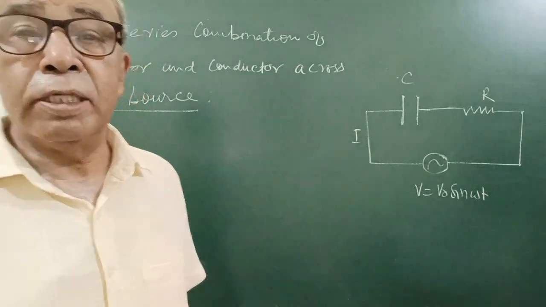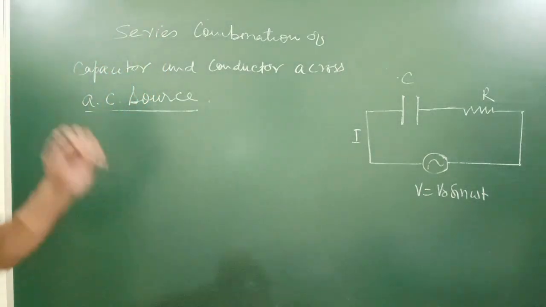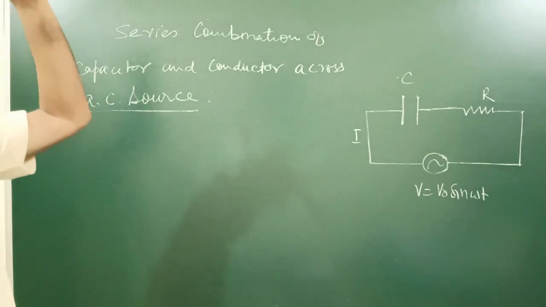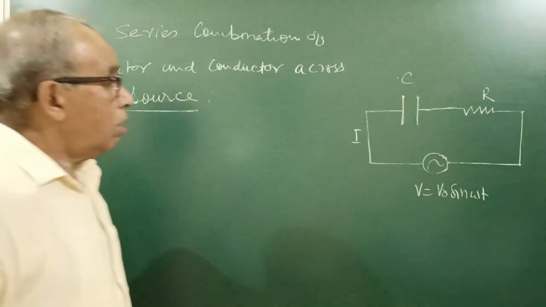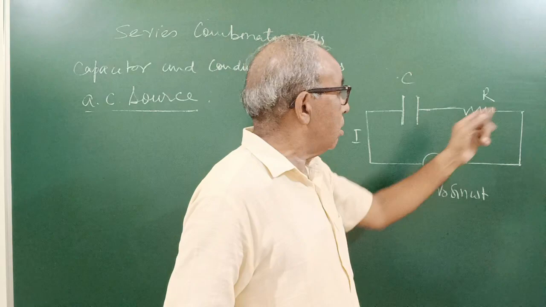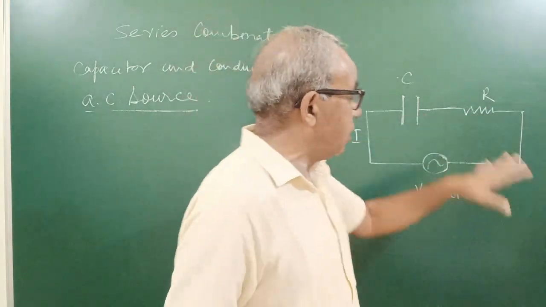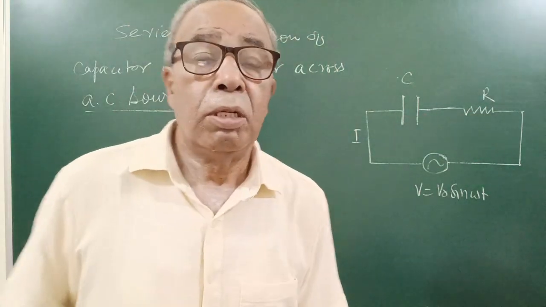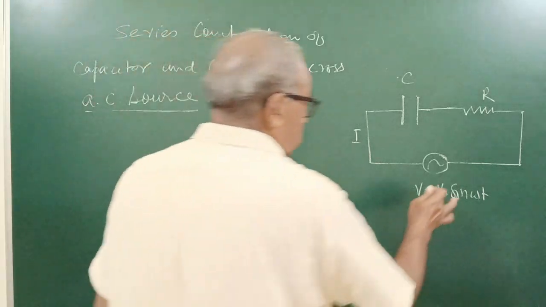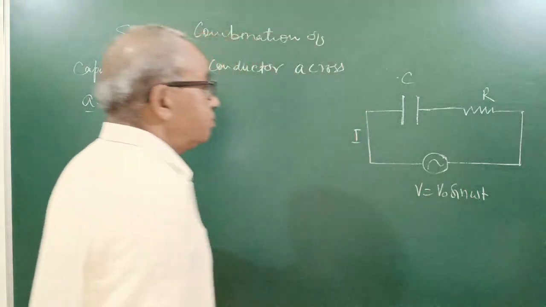Yes, dear friends, in this lesson, we have a capacitor and a resistor connected in series across an AC source whose voltage is V equal to V0 sin omega t.